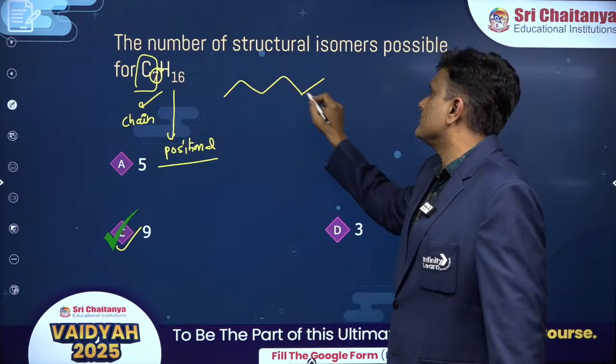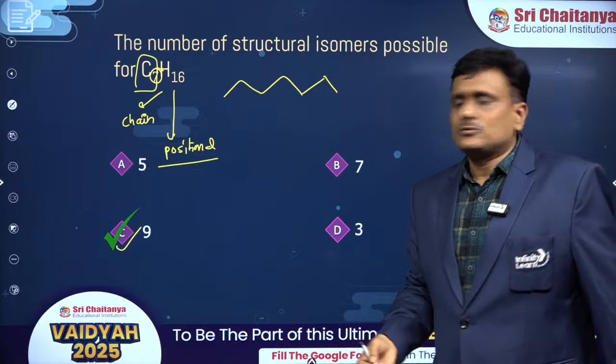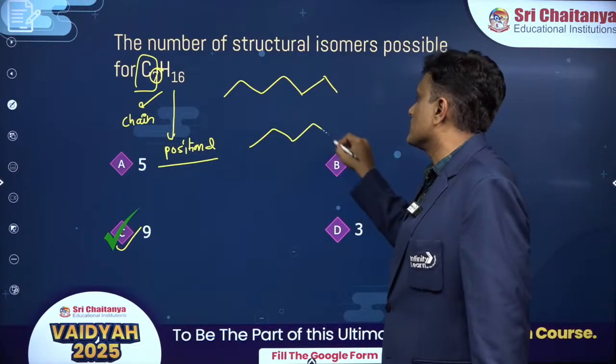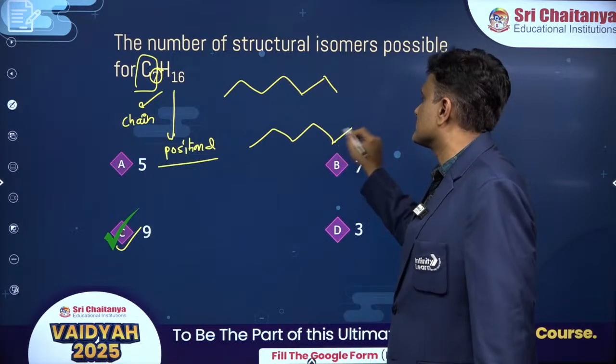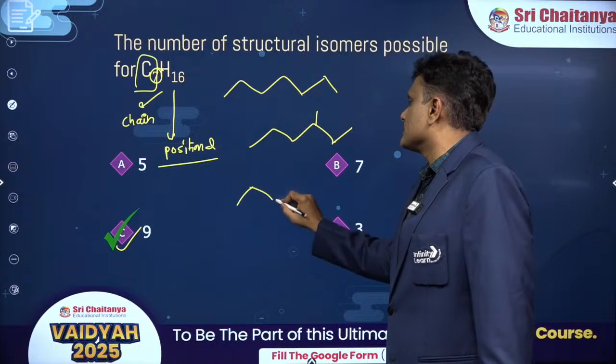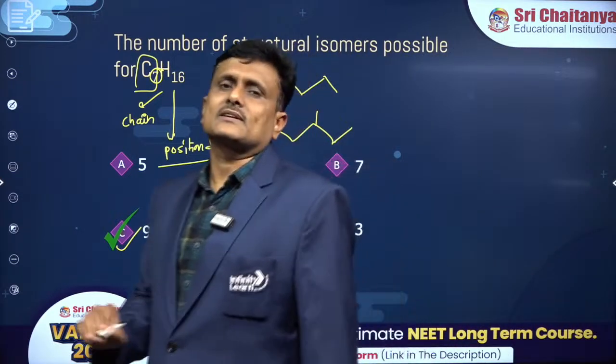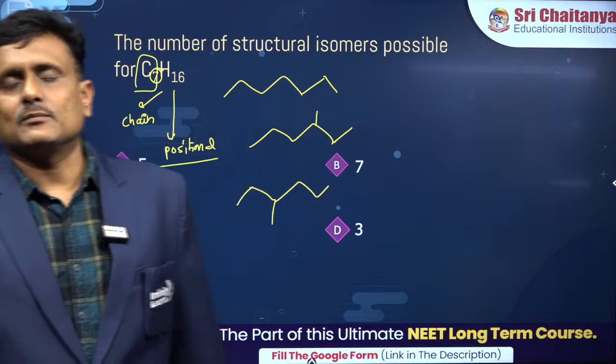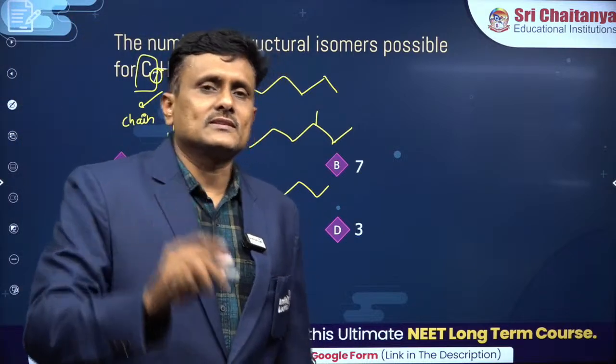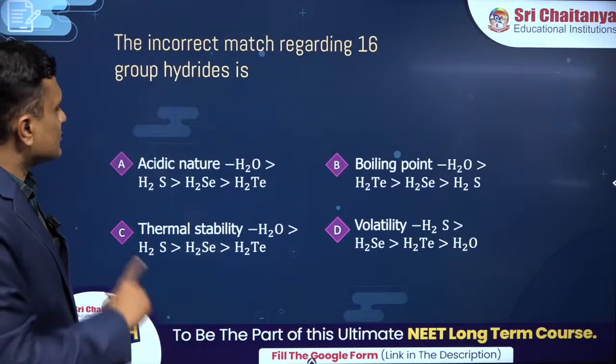1, 2, 3, 4, 5, 6, 7, right? So you can keep the substitution. You have to work out the structures by writing them at various positions. You can place it over here. So don't search for any formula here. It's a shortcut. The shortcut says that the number of structural isomers is always more than the number of carbons. So you can do it like that, right?